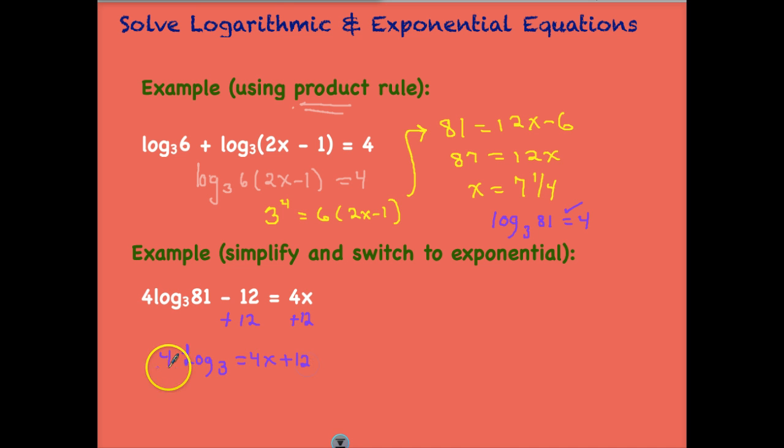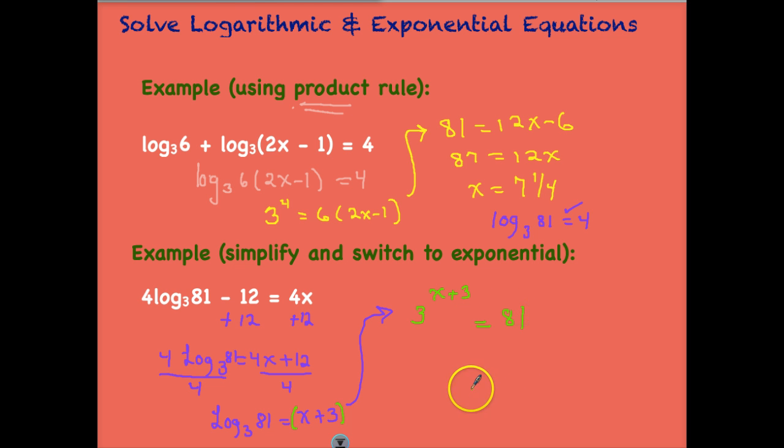And then remember this 4, oops, I left off the 81. We could raise the 81 to the fourth power, and that's what we've done in the past, but that would be a very large number. So instead, let's go ahead and divide both sides by 4, which would leave us with log base 3 of 81 equal to x plus 3. Now I'm in a good place. From here, I can switch to exponential. I know that my exponent is a binomial, but that's okay.